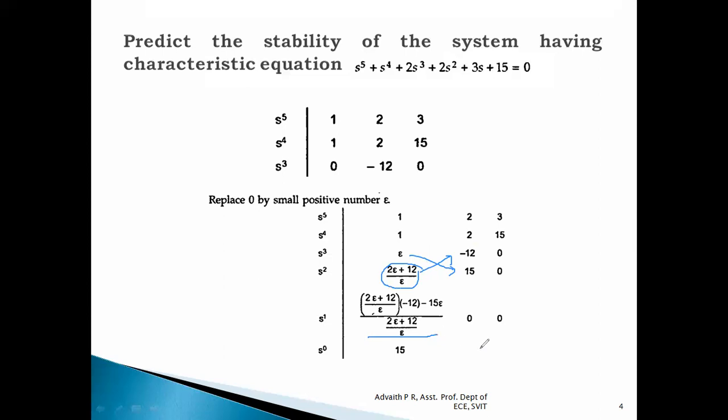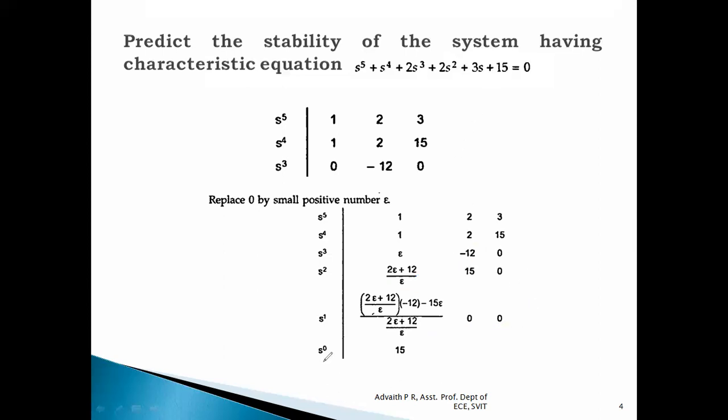So that is the value which we have got here. Next, 2 epsilon plus 12 divided by epsilon multiplied by 0 is 0. Epsilon multiplied by 0 is 0. 0 by anything is 0. The next value which we get will also be equal to 0.